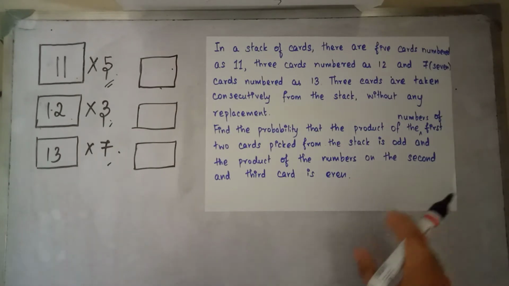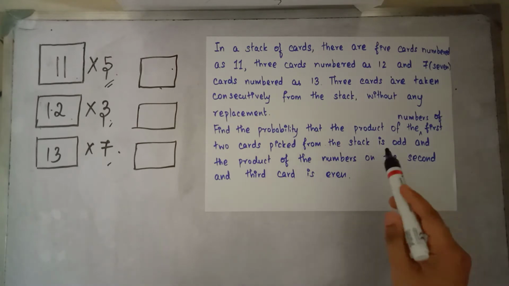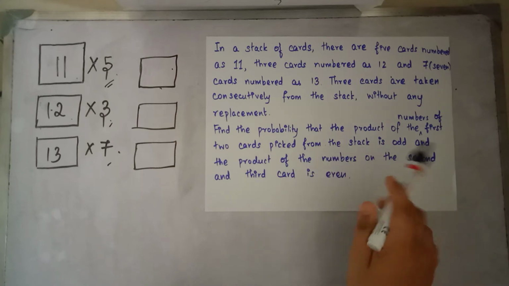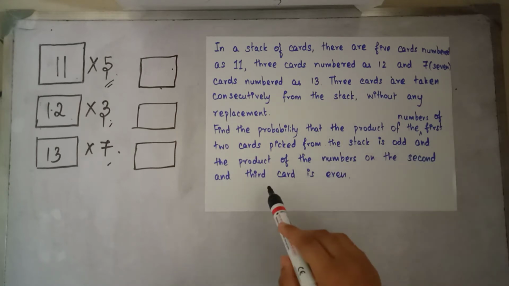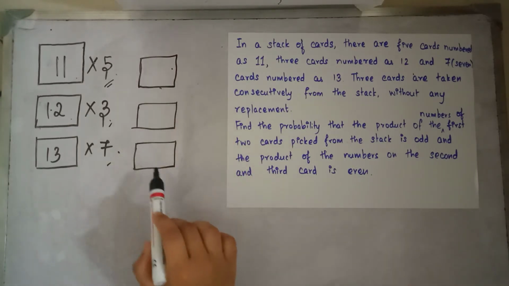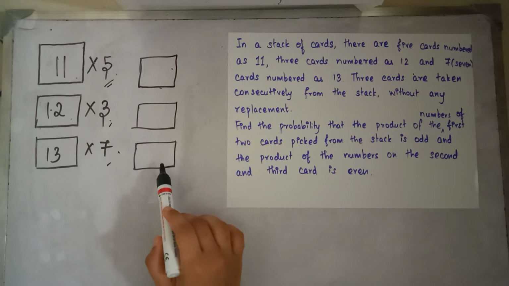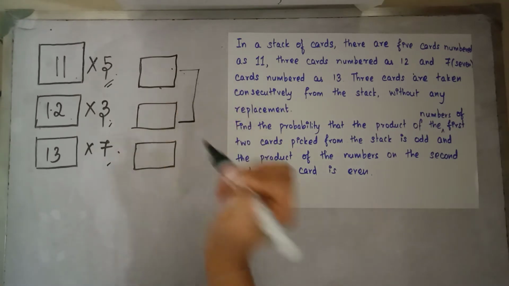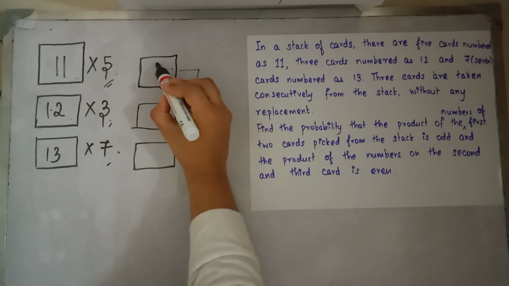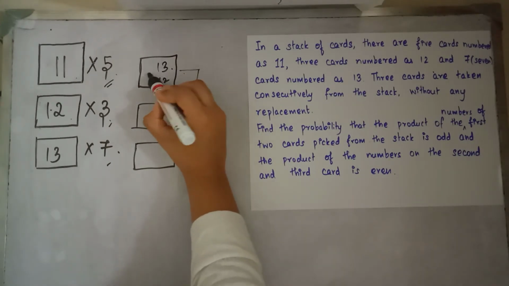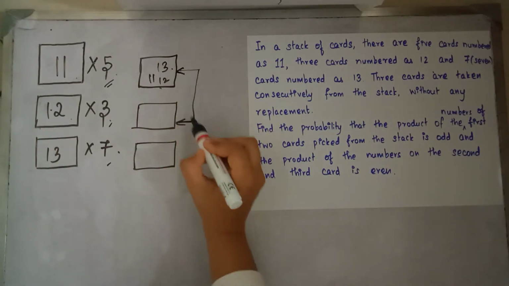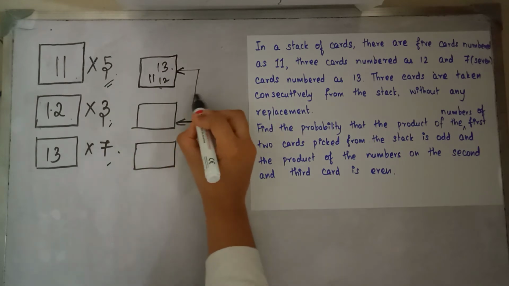Now, the question wants you to find out the probability that the product of the numbers of the first 2 cards picked up from the stack is odd, and the product of the numbers on the second and third card is even. Which are the first 2 cards that I'm taking? I'm taking out 3 cards without any replacement. The first 2 cards will be these 2. So they want you to find out the probability that the numbers on these cards, the number could be 13 or 12 or 11, any number, the product of the numbers on these 2 cards is odd.